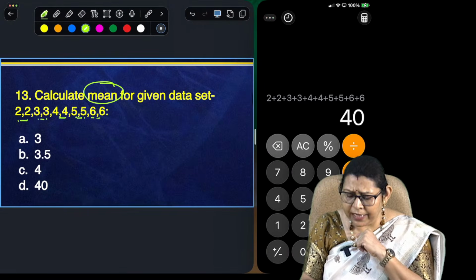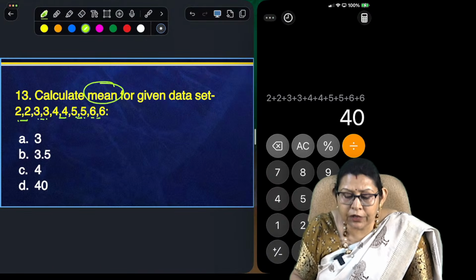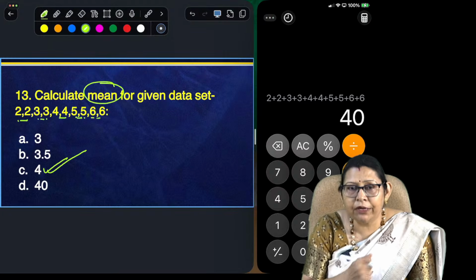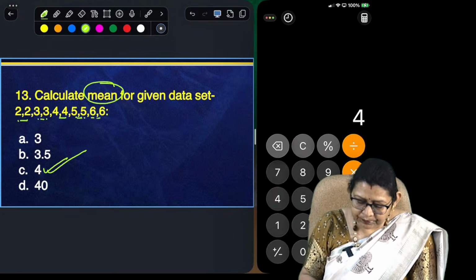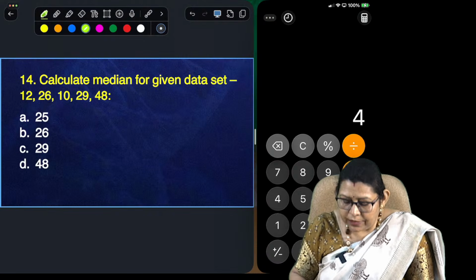So simple, mean means you have to take an average of all the values, and yes, you all had started answering quite correct. That is, the mean value is 4. Now coming to the next: calculate the median for the given data set.